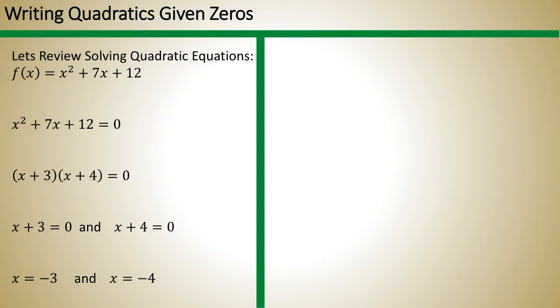And what we call these, whenever we see x is equal to, that's called root form. Whenever you have x is equal to a number, we're going to call that root form. Whenever you see them set equal to 0 like this, that would be factor form.